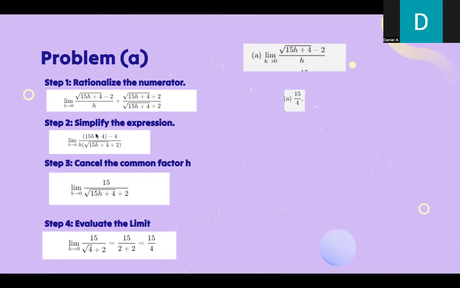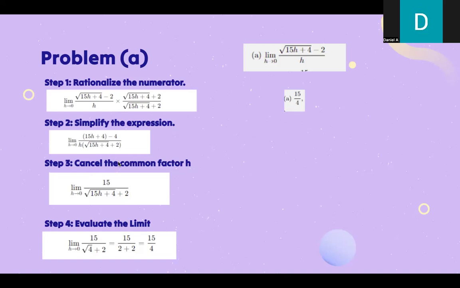Now, this is a lot easier to read. Limit h over 0, parentheses 15h plus 4, and parentheses minus 4 over parentheses square root of 15h plus 4 plus 2 parentheses. So if we simplify it, what it should be is kind of the same, except the top numerator would just be 15h, which goes on to our next step, which is to cancel the common factor.